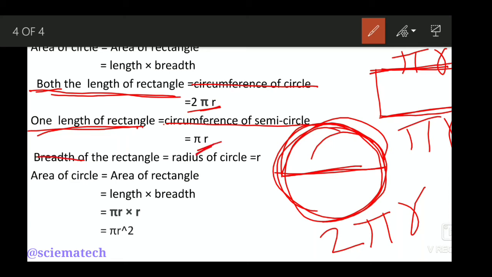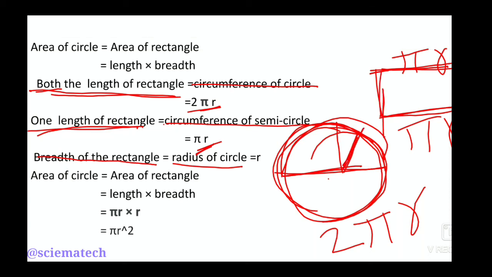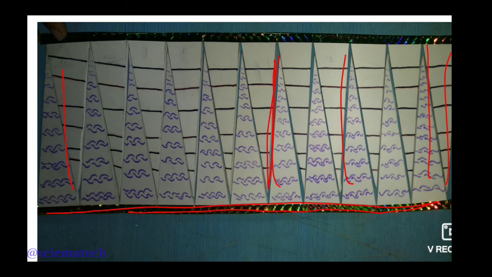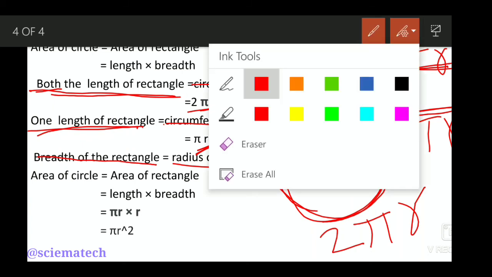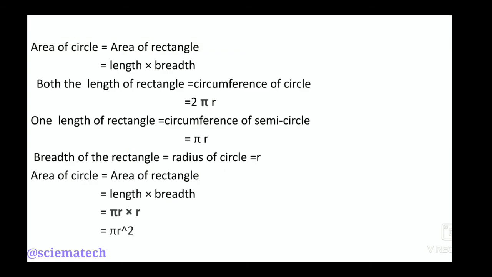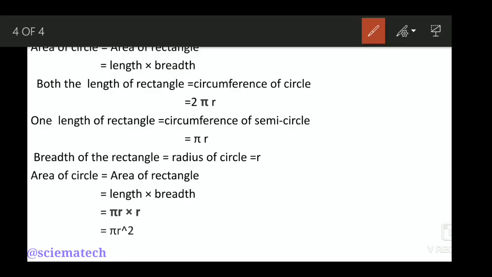Then the breadth of the rectangle will be the radius of the circle. As I told you, this will be the radius and this is the breadth. We have already seen it in the rectangle. So the breadth of the rectangle is the radius of the circle, that is r.